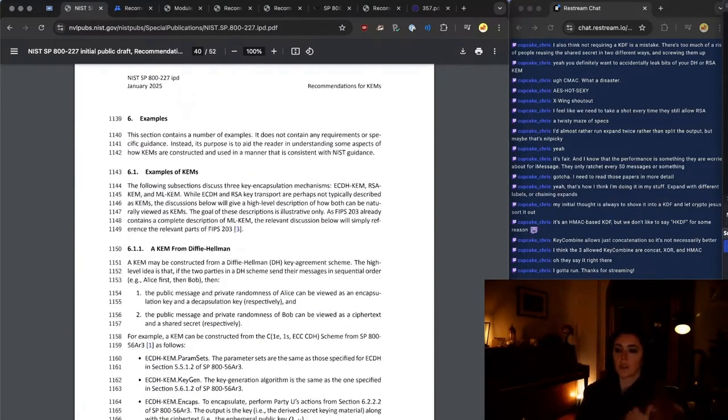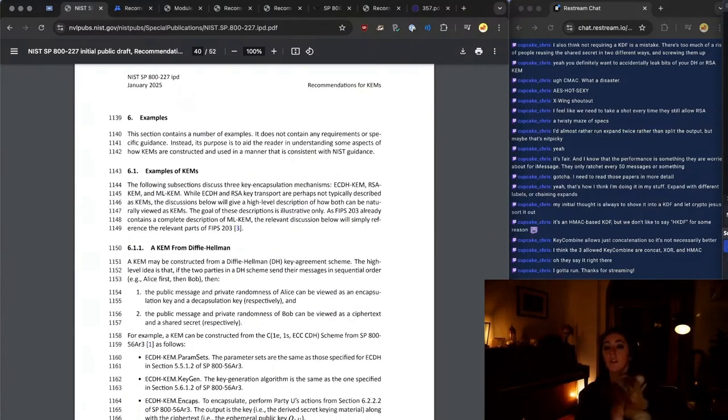Examples of KEMs: three. ECDH-KEM, not to be confused with DHKEM in HPKE, RSA-KEM, and ML-KEM. While ECDH and RSA are perhaps not typically described as KEMs, the goal of these descriptions is illustrative only. I still don't love it. Section 3 already contains a complete description of all KEMs. Yeah, okay. KEM from Diffie-Hellman. Yep. Have a long-term key pair to encapsulate.